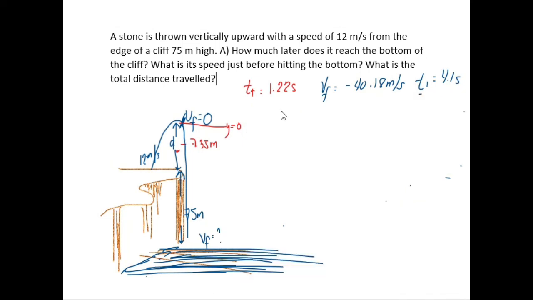Okay, for us to be able to answer yung total time, yan, how much later does it reach the bottom? So that is the total time. We simply add the time upwards and then yung time downwards. So we have 1.22 seconds plus 4.1 seconds. So that will give us 5.32 seconds. So, yan na yung total time. Final velocity, we were able to answer that.